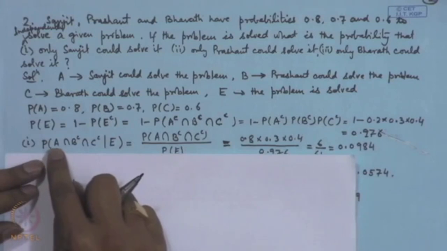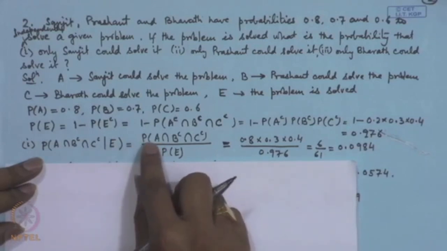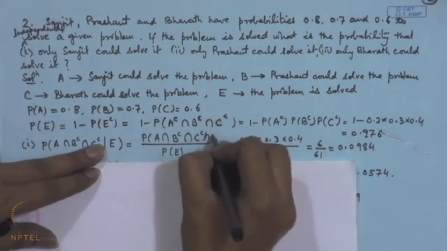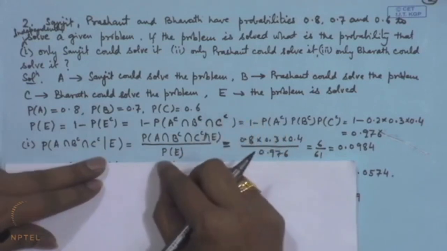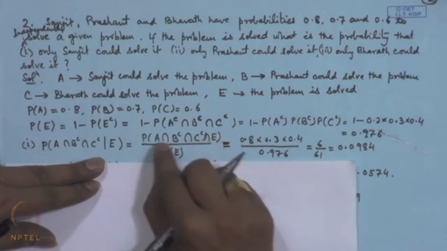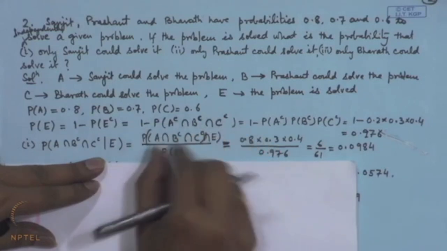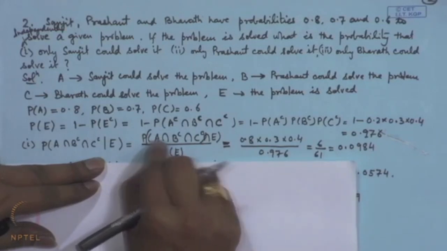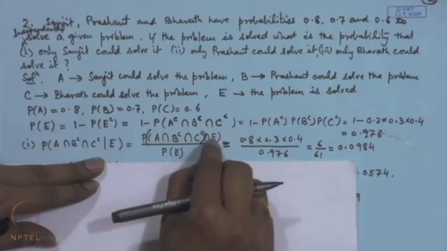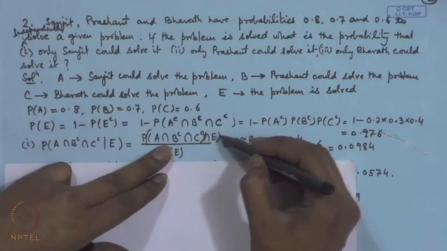So, probability of A intersection B complement intersection C complement given E, that is equal to probability of A intersection B complement intersection C complement intersection E, divided by probability of E. But what is the event E? Event E is that the problem is solved, whereas A intersection B complement intersection C complement is denoting that Sanjeet could solve it, but Prashant and Bharat could not solve it. That means ultimately the problem is solved. Therefore, this is a subset of E. So, we can write it as simply probability of A intersection B complement intersection C complement only. This term we need not write here.